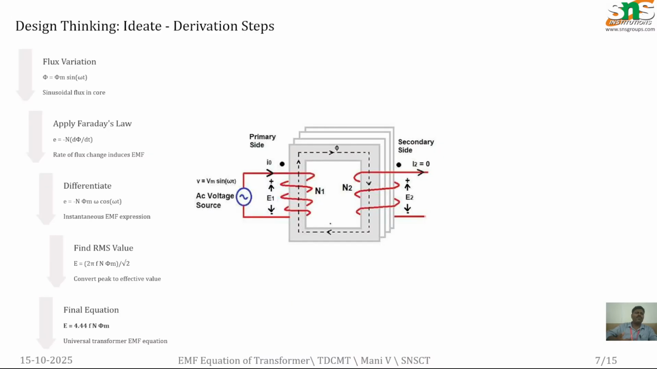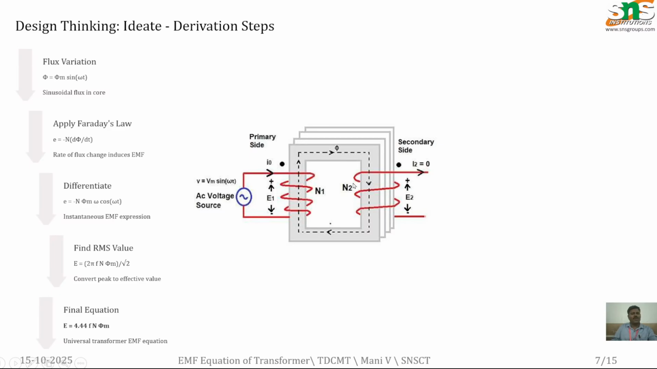Okay, now we will go for the ideate stage. How can the EMF equation be derived for the system? Now we can consider there are two limbs. In the first limb, the primary winding is connected with the supply, and in the second limb, the secondary winding is connected with the load.